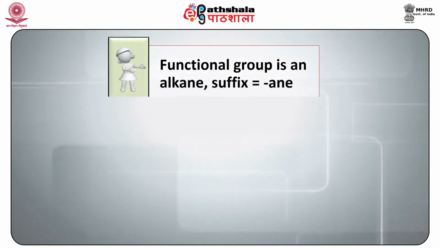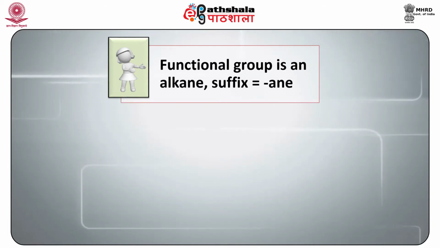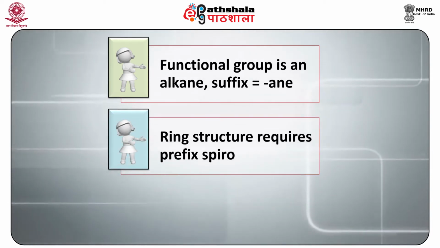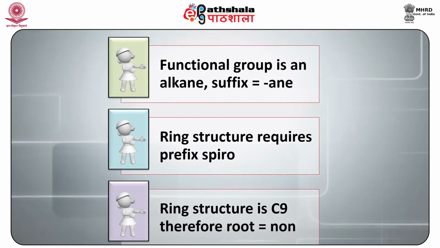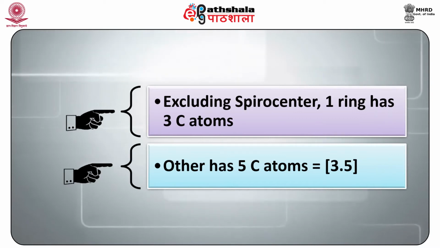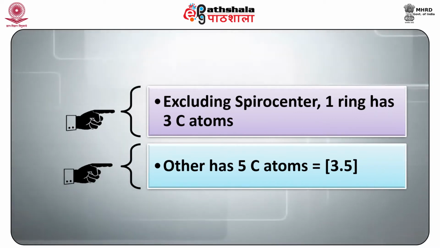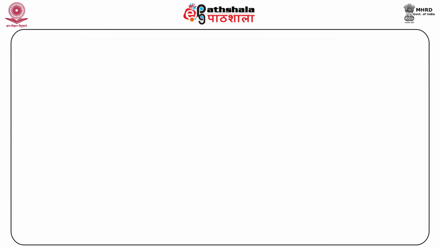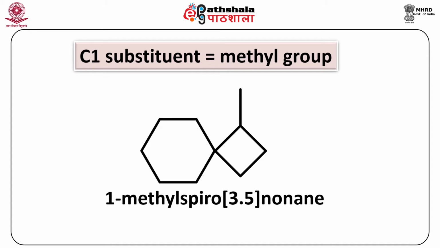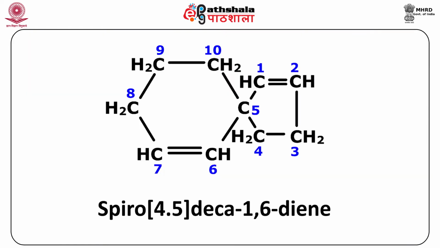Let us see another example. In this figure, the functional group again is an alkane. Therefore, the suffix ane is used. The ring structure requires the prefix spiro. The ring structure is C9, and therefore we use the root non. Excluding the spiro center, one ring has 3 carbon atoms and the other has 5 carbon atoms, so the numbers 3.5 will be used. There is a C1 substituent, a methyl group, and we number it in such a way that it gets the lowest locant, or the first point of difference. Hence, the name of this spiro compound is 1-methylspiro[3.5]nonane. Let us see another example.